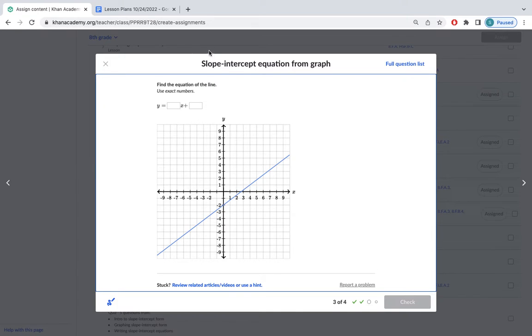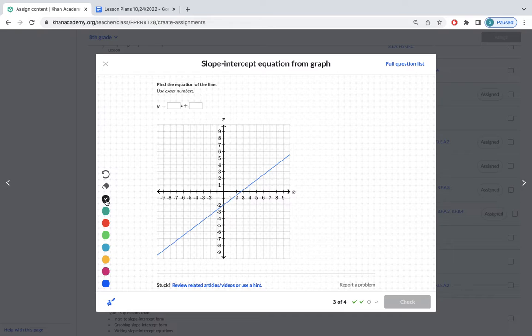Hey guys, I'm going to go ahead and try to help you out with the assignment on Khan Academy called Slope-Intercept Equation from a graph. What's nice about this example right here is that they already have the equation pretty much set up for us. All we have to do is find our slope and our y-intercept and plug those into the equation.